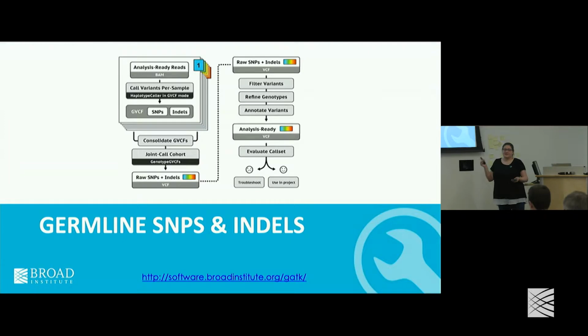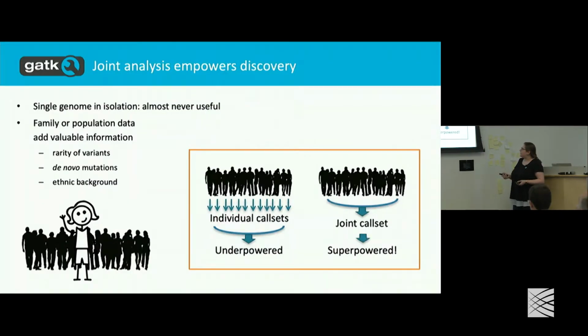This is the germline SNPs and indels pipeline. I think we're going to be talking about this on day 2 in more detail. But the basic idea is that when you're studying germline calling, a single genome hardly ever will help you if it's in isolation. You always want to be comparing that sample against other samples, either in a population or possibly in that sample's family. So for example, if you are looking for a rare disease, you want to make sure that it's a rare variant. And you possibly want to know that it's de novo, that the parents of that sample do not have that mutation.